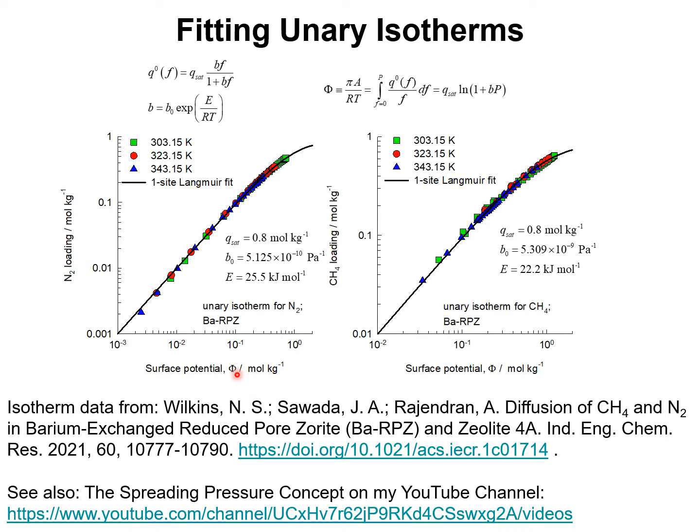The advantage of using the surface potential as x-axis instead of the bulk fluid pressure or bulk fluid fugacity is that all data points at various temperatures collapse into a single curve that can be fitted quite easily using, say, the Excel solver.